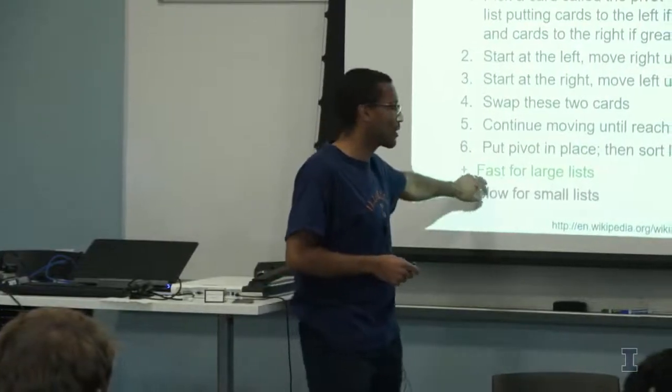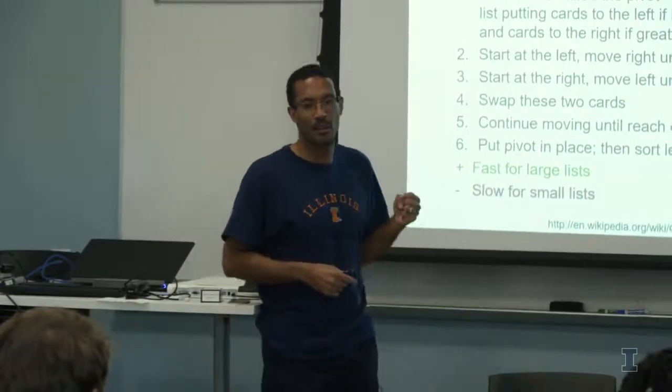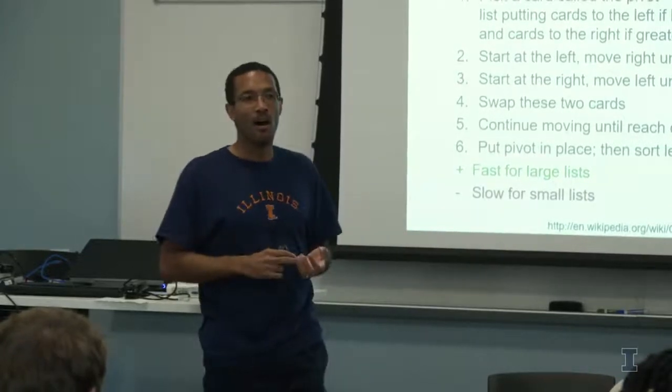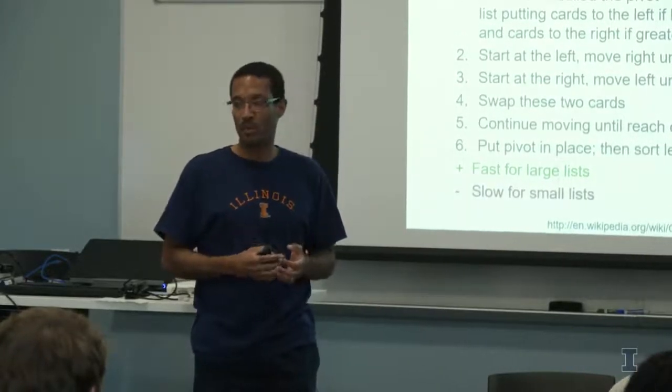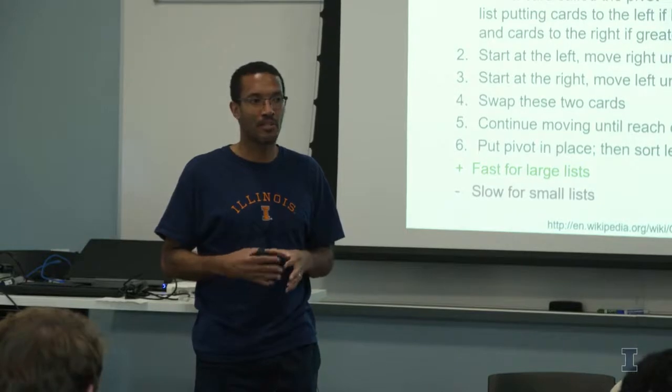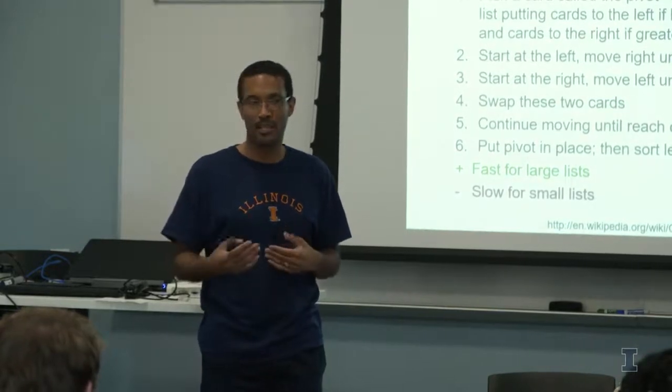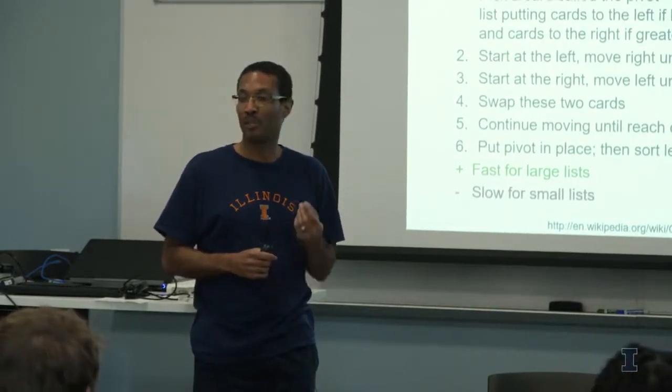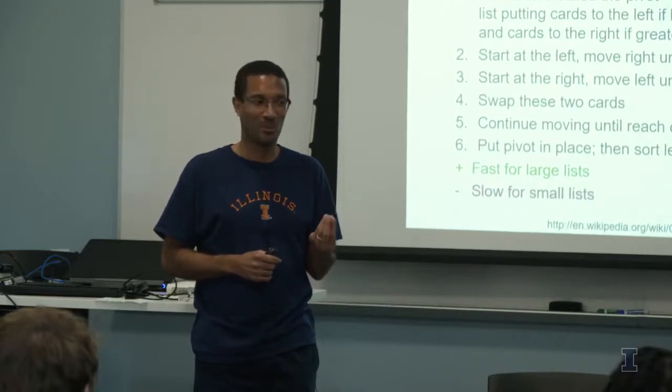So this is fast for large lists. I mentioned this is the fastest for practical computing. In the average case, it's also n log n. So it's very similar to merge sort and how much it scales. However, if you pick very bad pivots, it can be n squared.